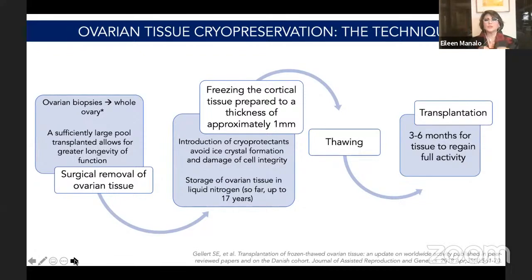And this cortical tissue is soaked in cryoprotectants to avoid ice crystal formation and to avoid damage of cell integrity, and stored in liquid nitrogen for as long as necessary, and the literature says it's up to 17 years, at minus 150 degrees Celsius. And when menopause sets in, then you thaw and you transplant it, and we will talk about how you go about transplantation. And usually you expect that full ovarian activity will be resumed in about 3 to 6 months.